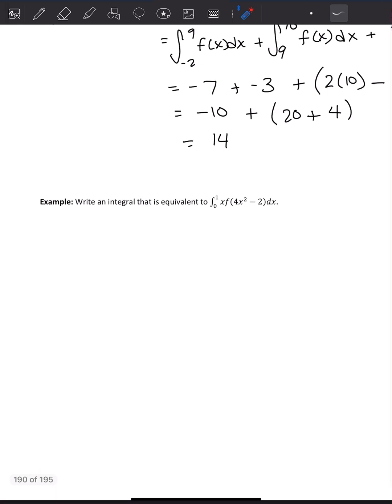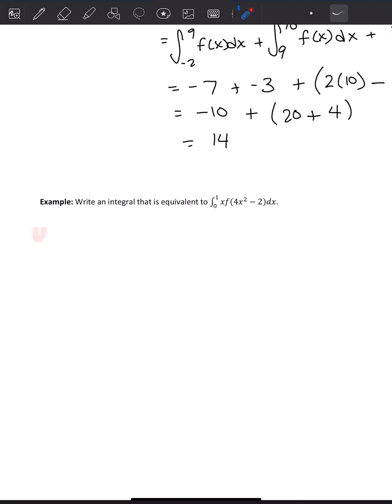And then our last one here: write an integral that is equivalent to the integral from 0 to 1 of x times f of 4x squared minus 2 dx. So one of the things that you're going to know is that this is actually a U substitution problem. And we don't actually have to find the actual answer to the definite integral. We can if we want to, but we don't have to, because it just says write the integral that is equivalent. So the first thing I'm going to do is use U substitution.